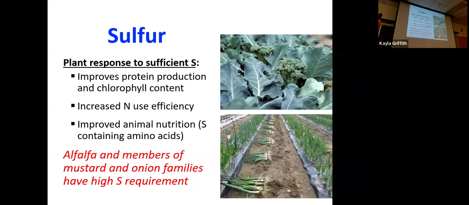Basically, this is super important for protein synthesis, protein manufacturing. If you have sufficient amounts of sulfur in the plant, you're increasing the nitrogen efficiency of the system. So that's really important. Enough sulfur means that the system is using nitrogen correctly. And of course, the correct amount of sulfur in the plants can downstream mean improved animal nutrition, and also for us, right? Just alfalfa and members of the mustard and onion families tend to have a significantly larger requirement of sulfur.